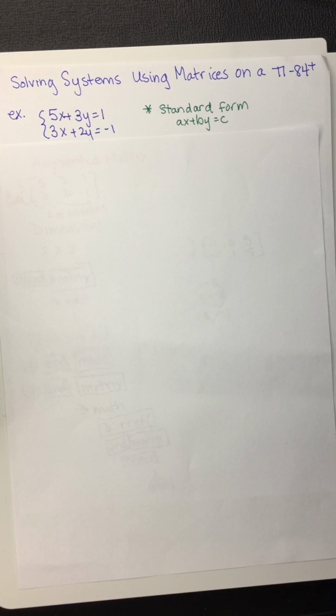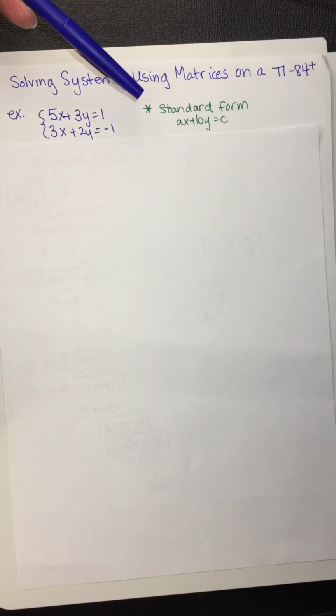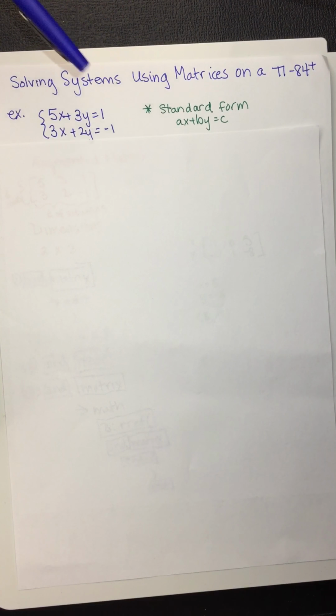But remember, you can also use this for a system of three equations with three variables, four equations with four variables, and so on. So our system is 5x plus 3y equals 1, and 3x plus 2y equals -1. First, we do need to make sure that all of our equations are in standard form. In this case, that means ax plus by equals c, or that all the x's and y's are in order on the left-hand side of the equal sign, and on the right-hand side we have the constants by themselves.